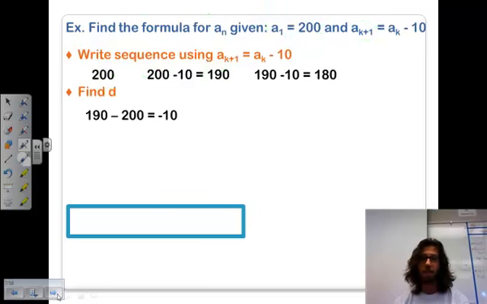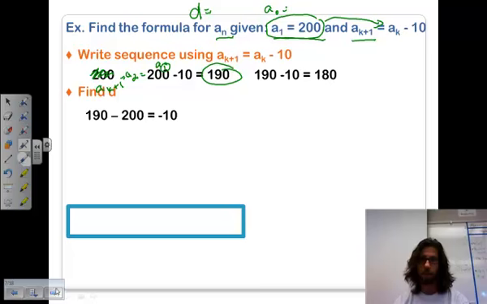And we end up seeing that in this case, the difference is that we are decreasing by 10. And that actually should have been fairly obvious from here. We take whatever value it is and we subtract 10 from it. And we see that we have 2 terms in the sequence here as well. So our D is simply going to be equal to negative 10.